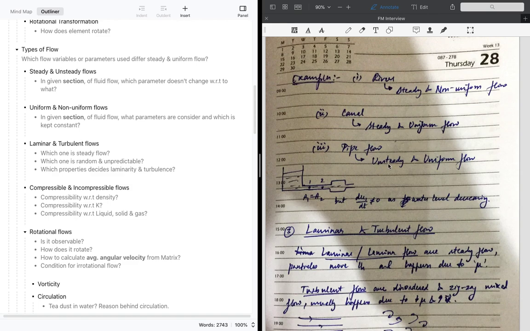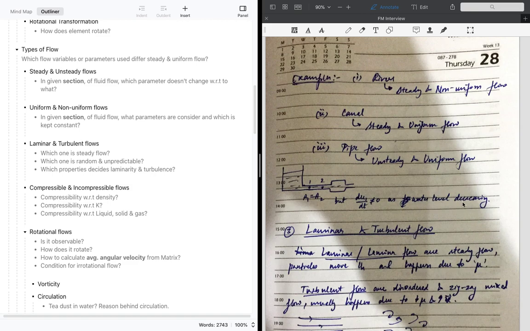And normal pipe flow. Pipe flow is unsteady and uniform flow. Uniform because the velocity doesn't change with respect to position, but it is unsteady because it changes with time. Because okay, here in areas 1 and 2, the velocity doesn't change with time.